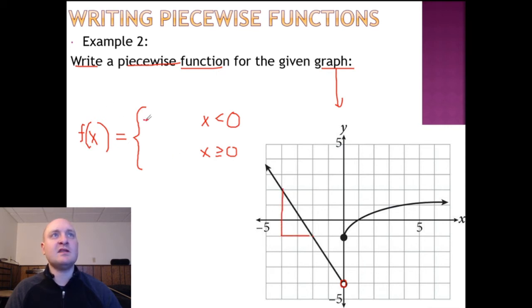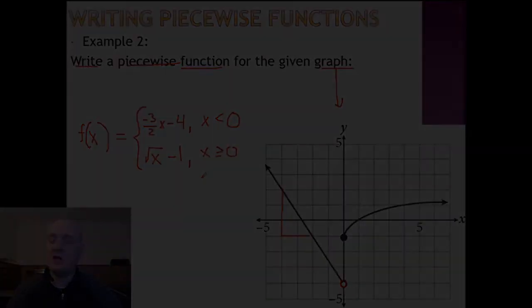So that tells me that if I'm going to write an mx plus b here, I need negative 3 over 2 x. And my intercept, where that hole is, is negative 4. So my function, negative 3 over 2 x minus 4, represents the left side of the piecewise function. And on the right side of the piecewise function, I'm going to list the square root of x. But in this case, it's translated down by 1. So as long as you write each part of the function for the domain that it's in, you're done.